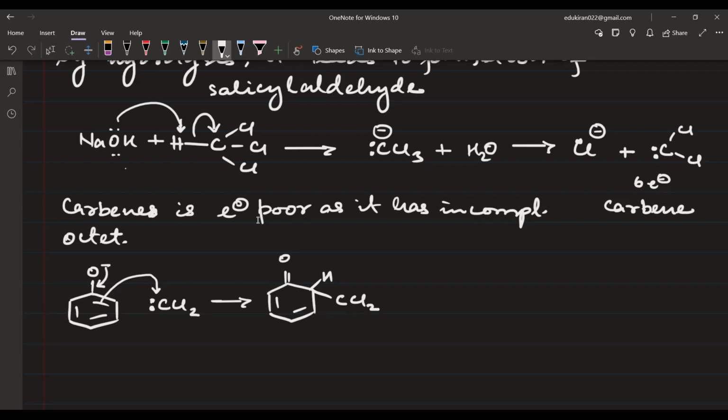Okay, now once it has attacked onto this carbon atom, what will it have? It already had electrons, how many electrons? Six electrons. Now it got more electrons, that is why it will get one negative charge. Here we had six, after that another attack happened here, so it has got how many now?